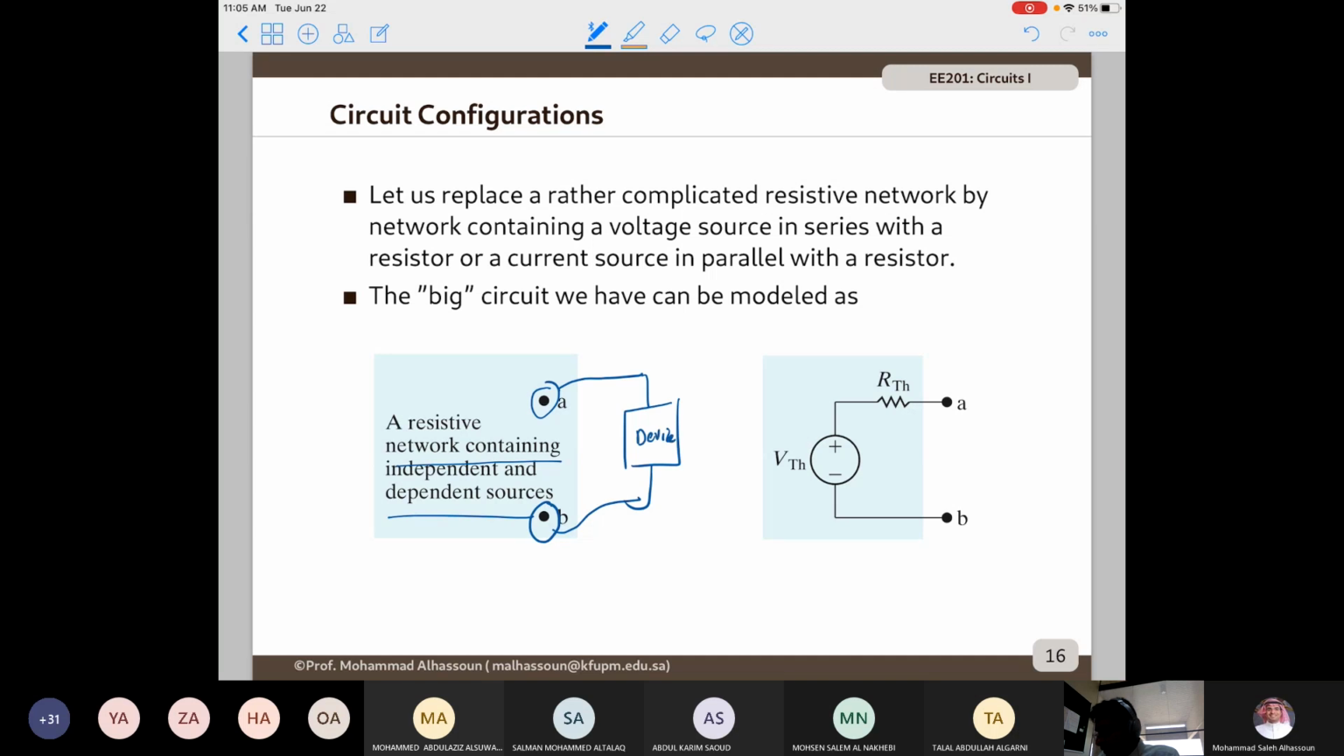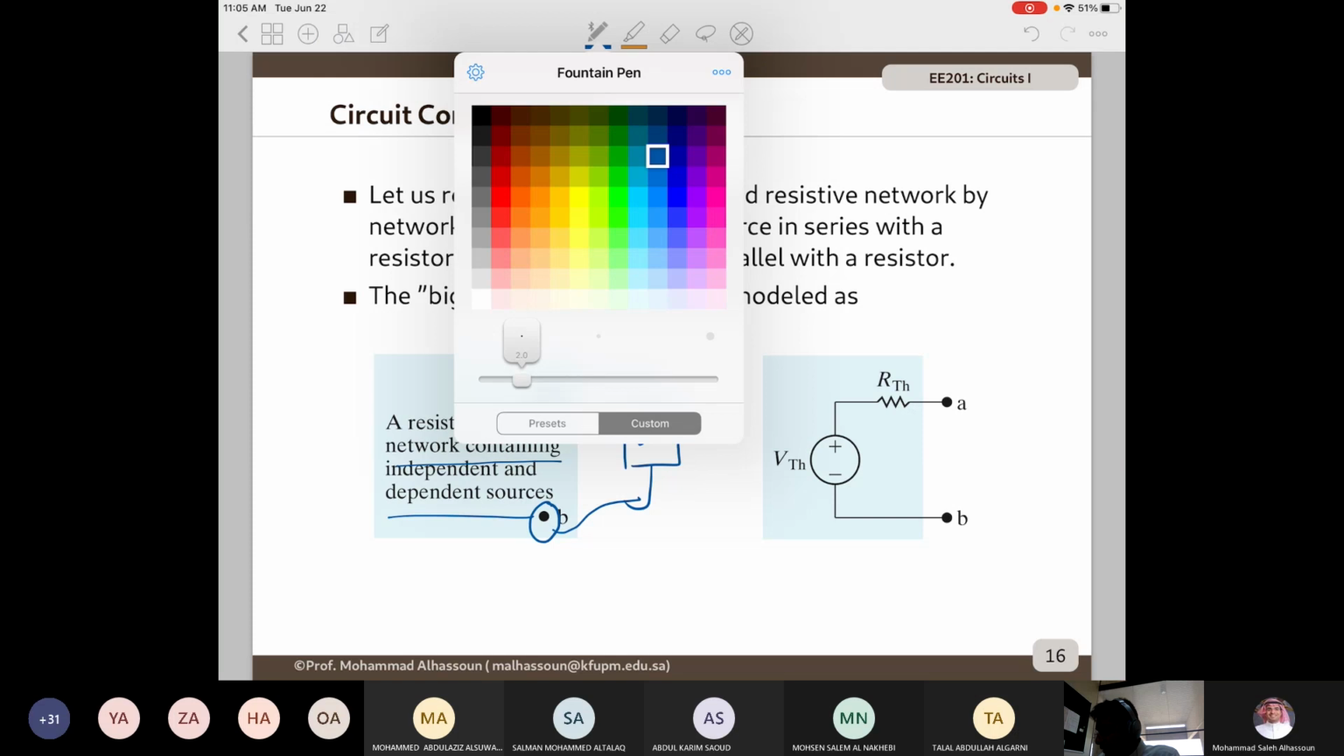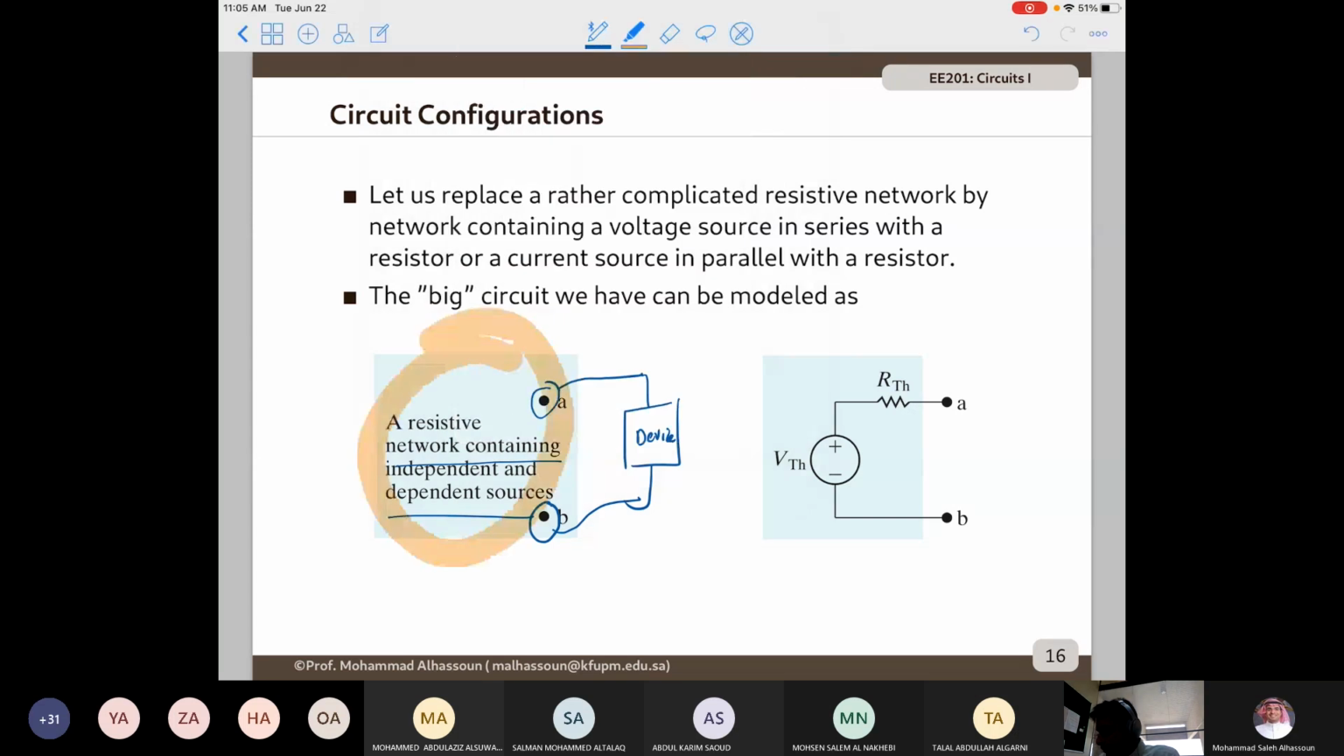And you may ask yourself, what do I need from this complicated circuit? I don't need to know exactly what's going on inside. I need something that captures the essence of the circuit. So I need a voltage source in series with a resistance. The voltage source here is called the Thevenin equivalent voltage, and the resistance here is the Thevenin equivalent resistance.